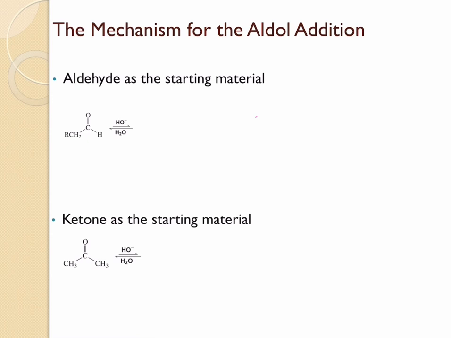Let's now take a look into the mechanism for the aldol addition reaction using aldehyde as the starting material. Here, two molecules of aldehydes are going to react together to form the product, where one molecule will be converted into an enolate to act as a nucleophile, and the other molecule will act as an electrophile. And this is going to be exactly the same even in the case of ketones. First, to begin with, one of these hydrogens will be abstracted to form the enolate ion. This will act as a nucleophile. So this is our enolate ion.